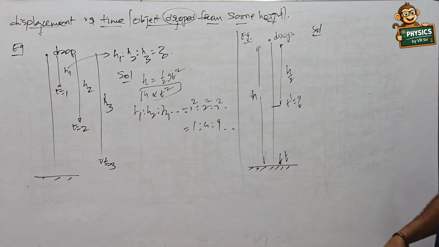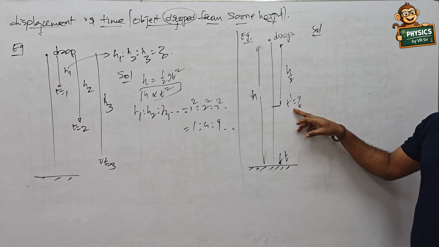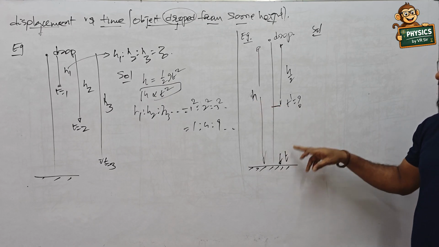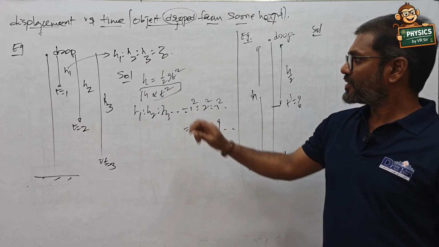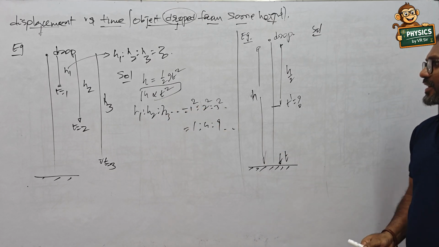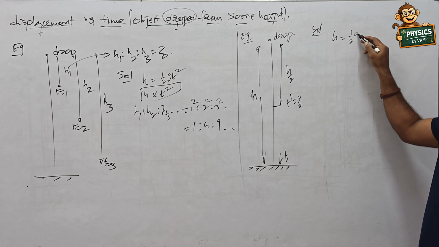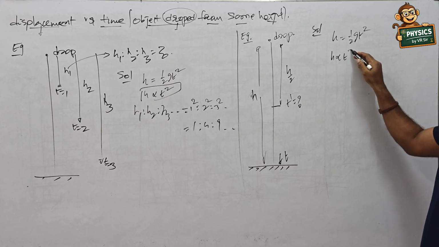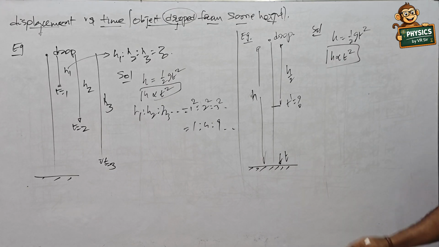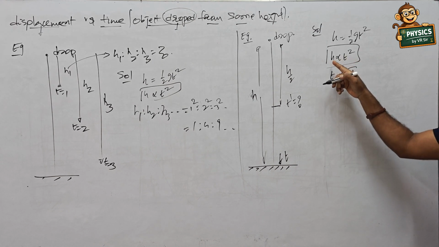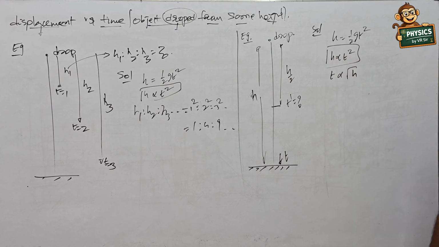In that case it should not be t by 2. Why? Because the relation between the depth fallen and the time is not linear. It is a square term, it's non-linear. We know clearly h is equal to half g t square and h is proportional to t square. Taking the square root on both sides, root h is proportional to t, so t is proportional to root h.